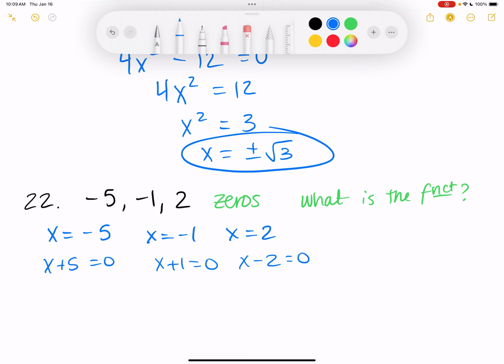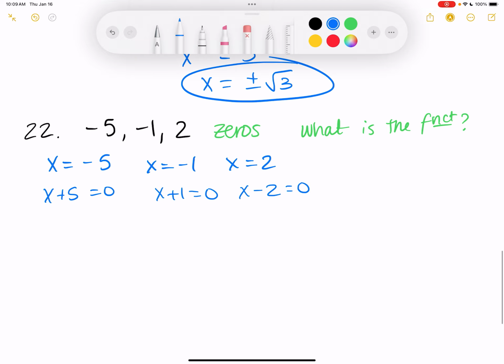Not x minus 1. So we're doing the opposite. We moved it over. Wait, no, that's 0. We're setting it to 0. So the way that we set this up, f of x equals, we put the stuff that's like the x plus 5, x plus 1, x minus 2, we multiply those things. So x plus 5 times x plus 1 times x minus 2. And then we FOIL, superfoil.